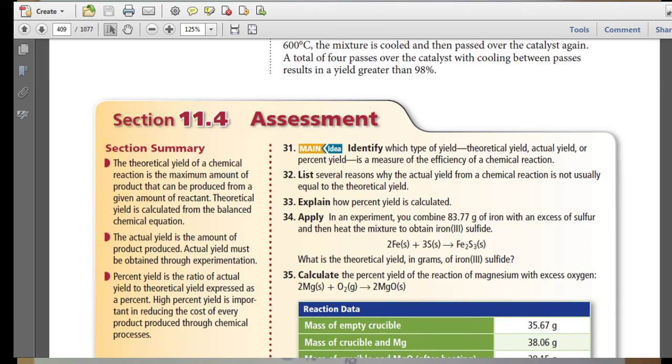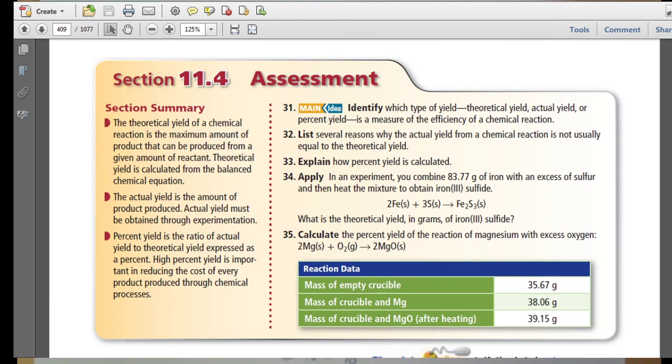Section 11.4 Summary. The theoretical yield of a chemical reaction is the maximum amount of a product that can be produced from a given amount of a reactant. Theoretical yield is calculated from the balanced chemical equation. The actual yield is the amount of product produced. Actual yield must be obtained through experimentation. Percent yield is the ratio of actual yield to theoretical yield expressed as a percent. High percent yield is important in reducing the cost of every product produced through chemical processes.